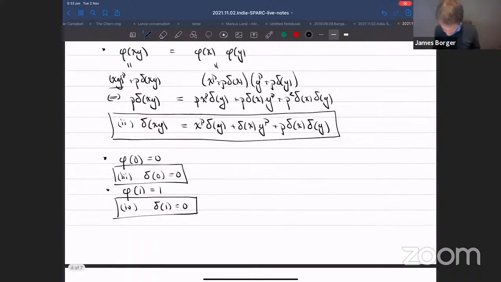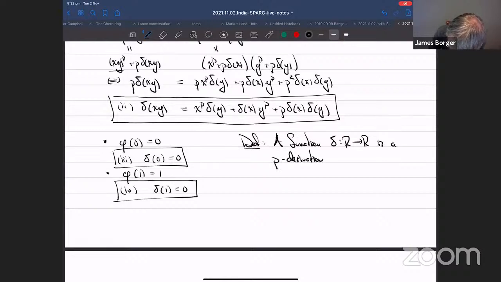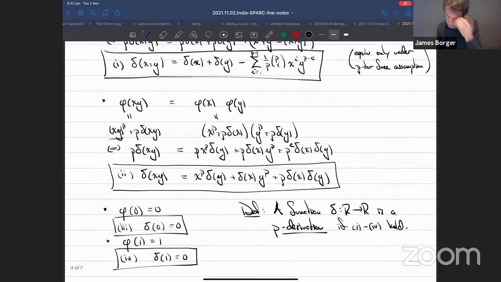So maybe I'll put it here. Definition: a function delta from R to R is a p-derivation if 1 through 4 hold. So these hold for all x and y in the ring R.